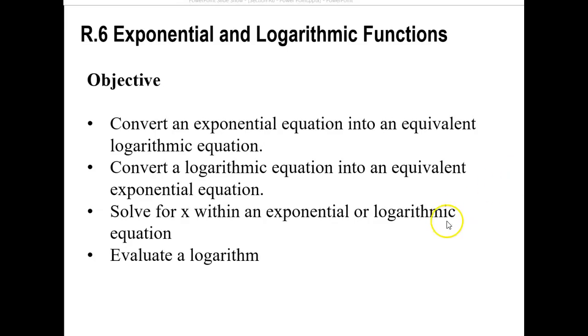Okay, and to do all those things, we're going to utilize properties. So hopefully you've seen problems that involve logs and exponentials before, and this is just, again, meant to be sort of a review because we're going to need to remember those things for later on.